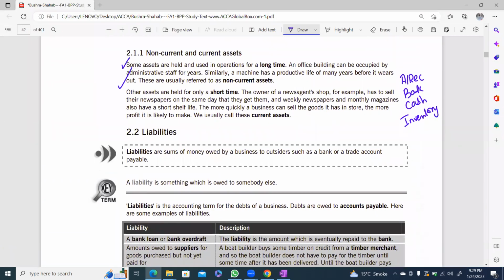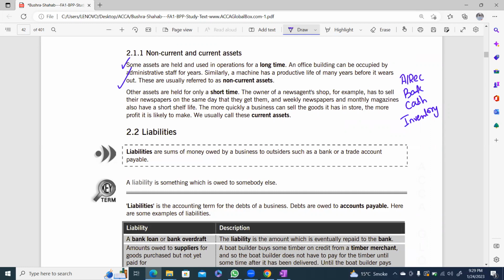I want you to read the definitions, please. Some assets are held and used in operations for a long time. An office building can be occupied by administrative staff for years. Similarly, a machine has a productive life of many years before it wears out. These are usually referred to as non-current assets, that have life of more than 1 year, or are also called long-term assets. Current assets are short-term, they can be used within a year.